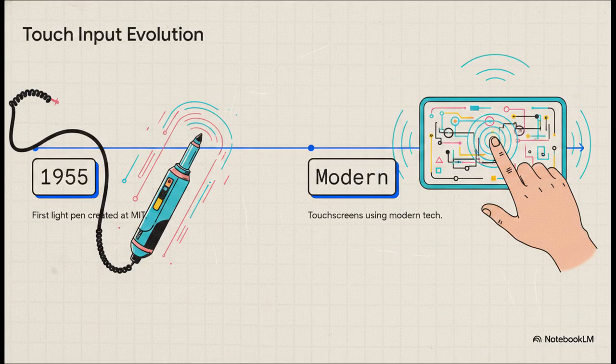Now let's trace the evolution of touch input. This goes all the way back to 1955. The very first light pen, which was this highly sensitive little tube containing a photocell, was created as part of the Whirlwind project at MIT. You could point it directly at a screen to select items or draw. Fast forward to today, and that concept of direct interaction has evolved into the incredibly versatile touchscreens we literally use constantly. Instead of a specialized pen, we just use our fingers, interacting right through resistive, capacitive, infrared, or surface acoustic wave tech.